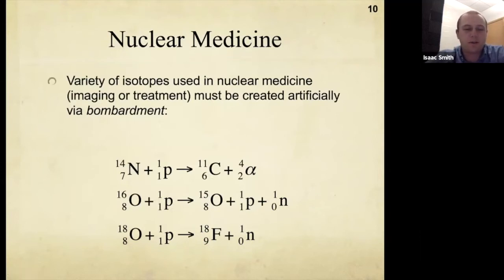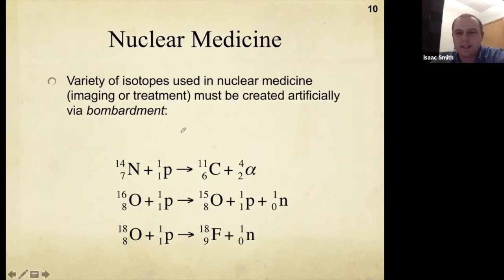A lot of you are probably going into nursing or dietetics or something in the medical field, food science, I don't know. But a lot of isotopes that are used in nuclear medicine are created artificially via bombardment, using that process that we talked about. So doing this, you can create funky isotopes.